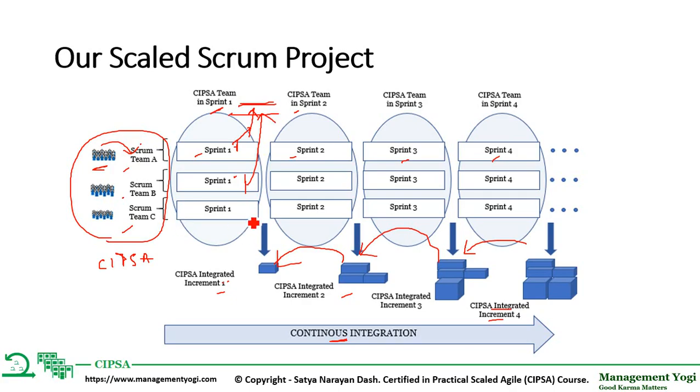Then we have Scrum Team C. Here let us say another increment is coming on the 7th or 6th day. Then here also it got integrated to the main branch. And this integration work will be done by the integrators, people who are integration specialists. This integration specialist will be part of every Scrum team. Here also you will have B, C.